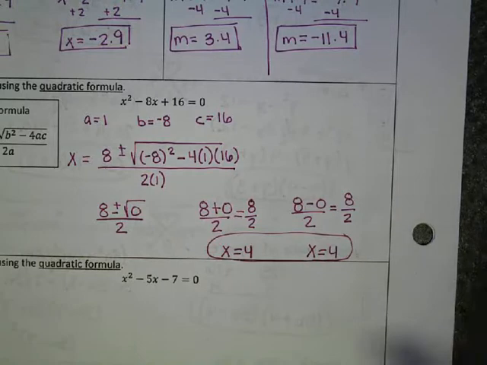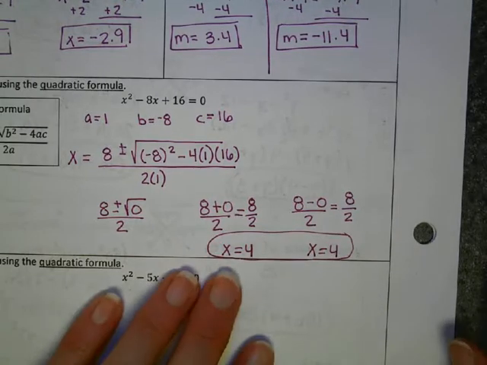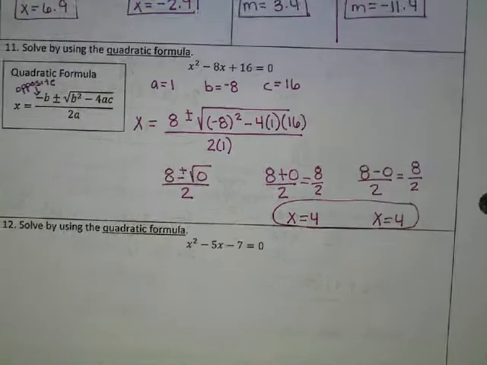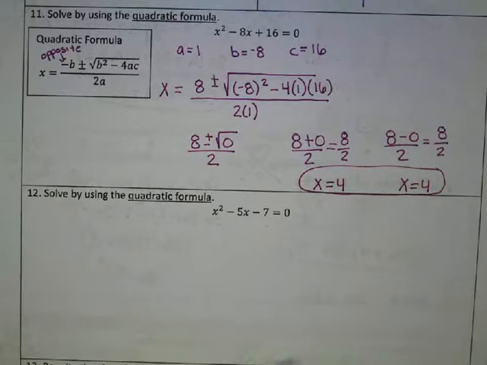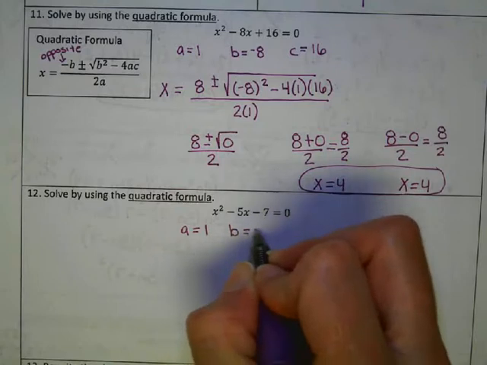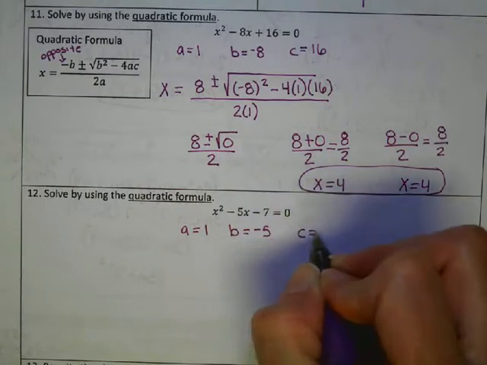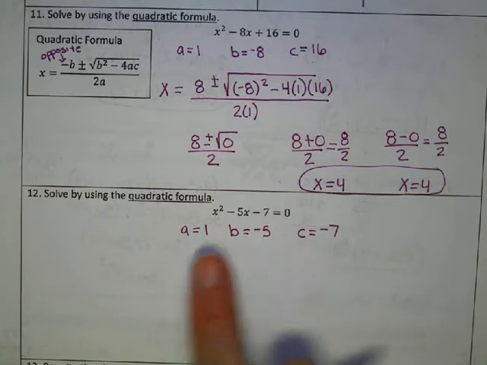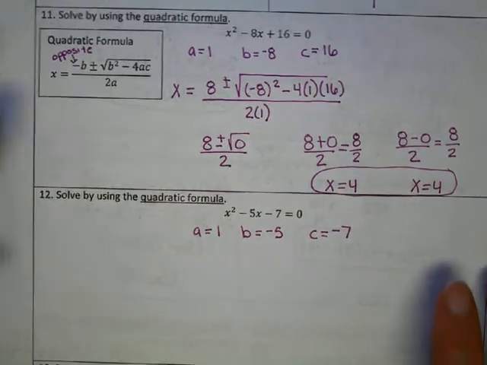But I just wanted to show you how to set up your two problems, because we will, on the next one, have to set up two questions. So solve by using the quadratic formula. Let's identify our a is 1, b is negative 5, c is negative 7. Again, you want to make sure it's set equal to 0 before you get your a, b, and c. Formula says you take the opposite of b.